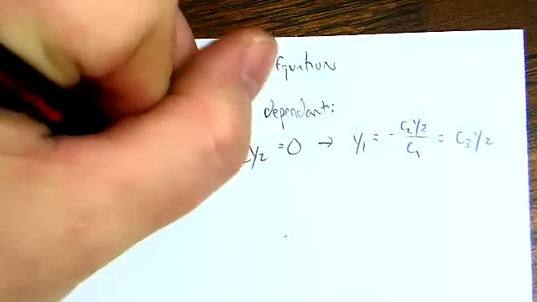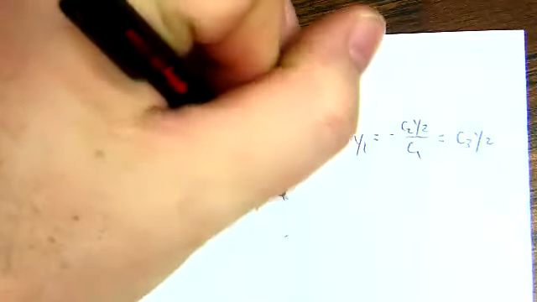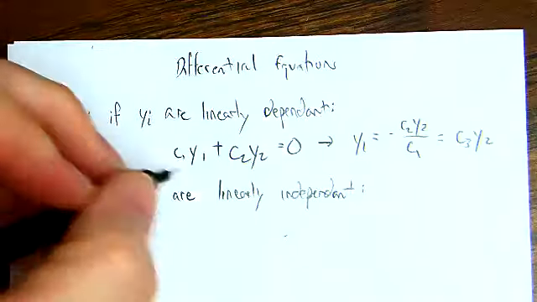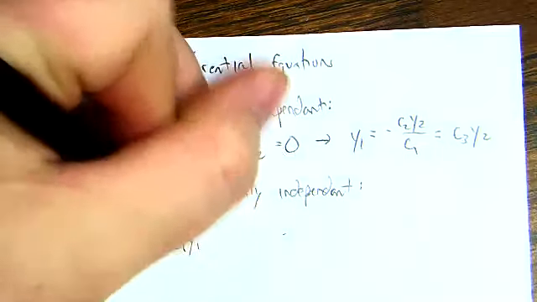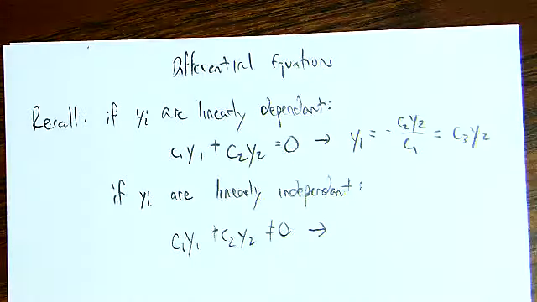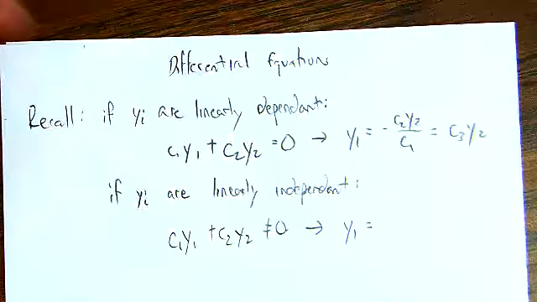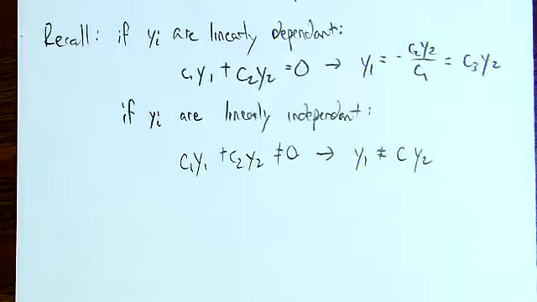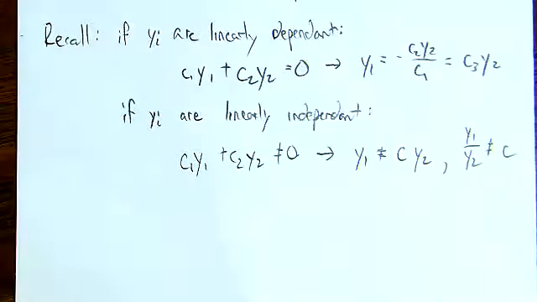So if the y_i are not linearly dependent, that is, are linearly independent, then this first supposition is not true. That is, c1 y1 plus c2 y2 is not equal to 0, which means, as a direct consequence, that y1 is not equal to some constant times y2. Or equivalently, y1 divided by y2 is not equal to some constant.